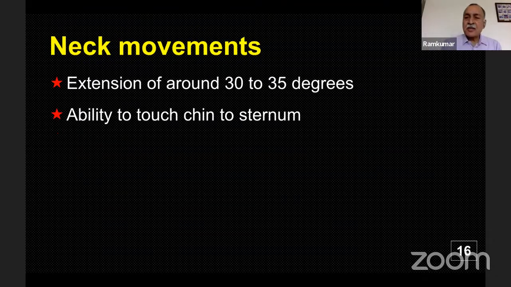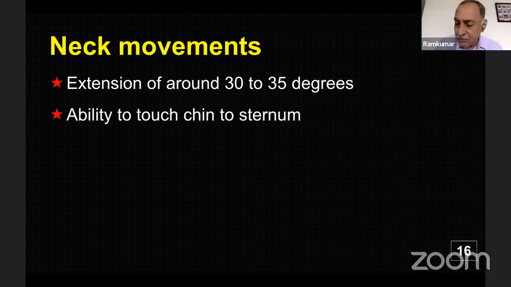We come to the next aspect of airway assessment, and that is the neck movements. Now, neck movements, I can just simplify by saying that we should have an extension of around 30 to 35 degrees. So you sit with the patient's mouth in such a way that the maxillary teeth are parallel to the ground, and then you ask the patient to extend the head. Fix the shoulders, extend the head. The angle through which the upper teeth should move should be roughly about 30 to 35 degrees.